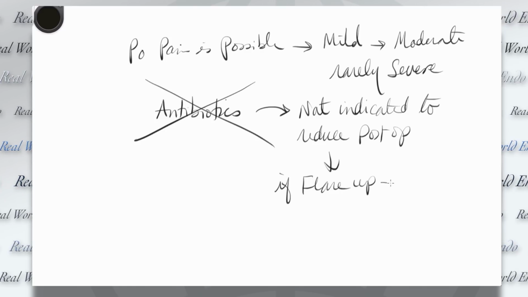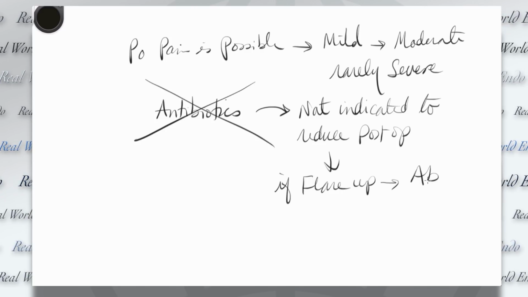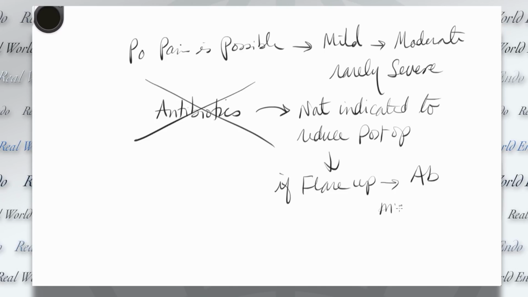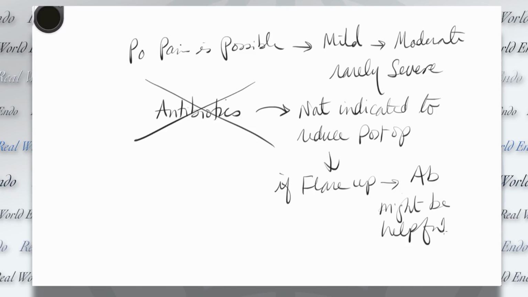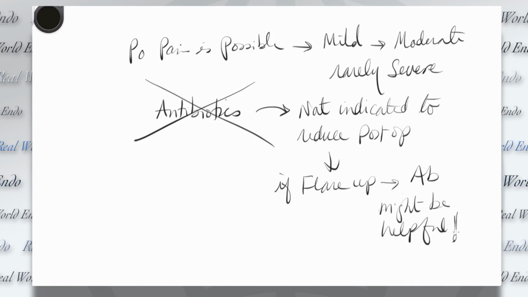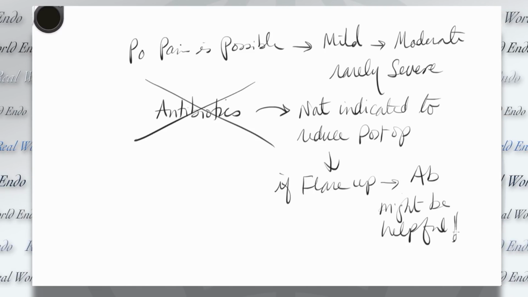But since I mentioned that the incidence is only 2 to 5%, it makes no sense to give 100% of patients antibiotics only so that you can help address some of the 2 to 5% of people that have post-op flare-ups. So keep that in mind.